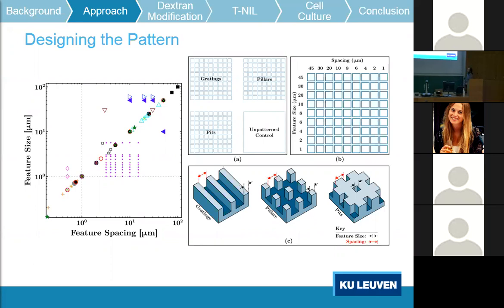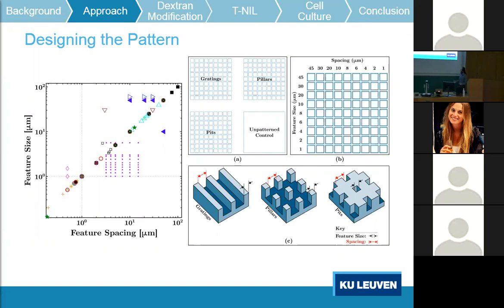So based on all of this information from the literature, I selected the three most simplistic and primitive forms of topographical information, and these are gratings here, these linear structures, pillars, and pits. Then I organized these into different grids up here, alongside an unpatterned control. These grids are arranged as follows on the right. They're arranged with a variety of feature sizes and a variety of feature spacings that are intended to cover from the multicellular range to the single cell range to the subcellular range. And here you have 81 different combinations of all of these properties.